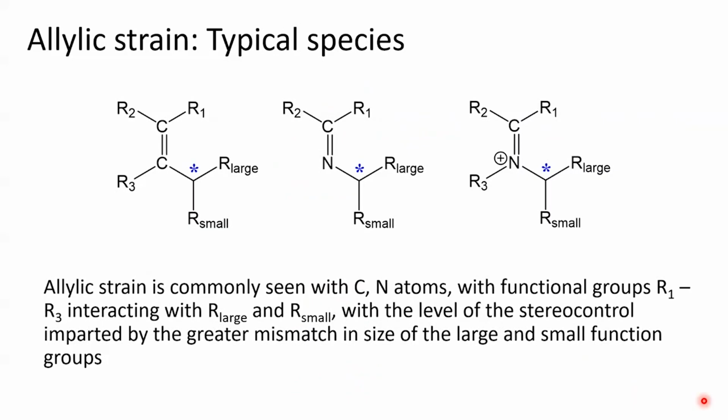So what species typically undergo this allylic strain? Well, it's commonly seen for functional groups containing carbons and nitrogens, shown here, with three functional groups attached to the enolate interacting with a large and a small functional group. And minimizing steric clashes is typically what gives you the stereocontrol for the reaction.